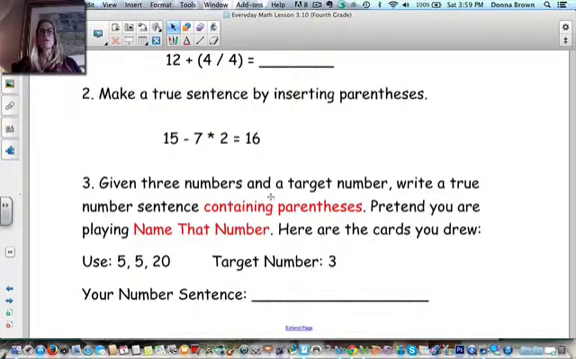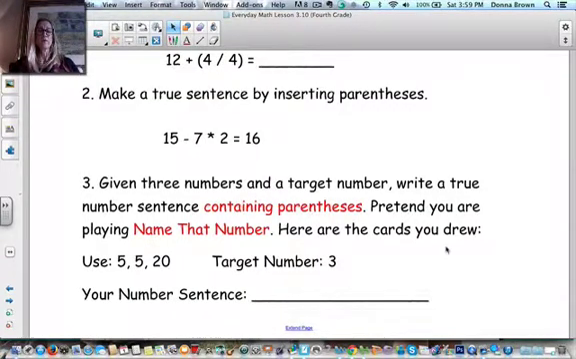So you're given 3 numbers. Your target number is 3. You're going to write a true number sentence containing parentheses, and there's the difference right there. So you're going to have to create a problem that has parentheses, and that your final answer is going to equal 3. So good luck, have fun with it, and then when you're finished, you will move on.